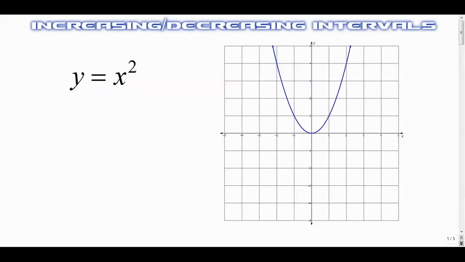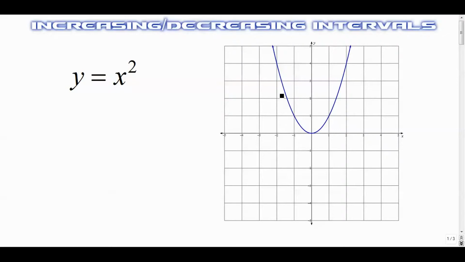Welcome to my video on increasing and decreasing intervals. I'm going to go through three functions here. First one will be a quadratic, next will be a cubic, then a quartic. And we're going to try to determine where the function is increasing and where the function is decreasing.